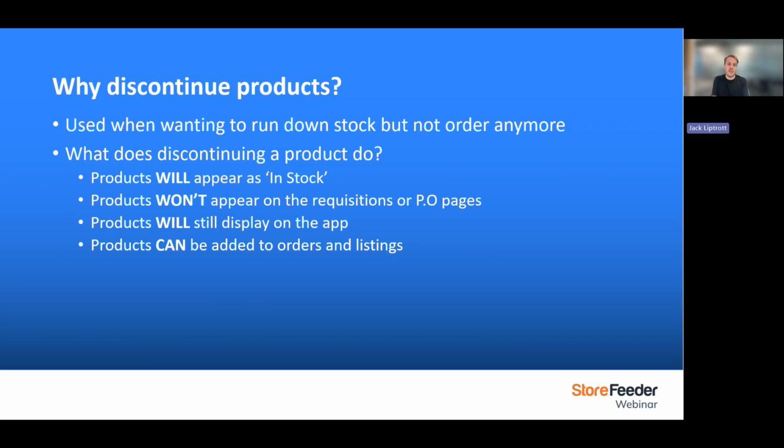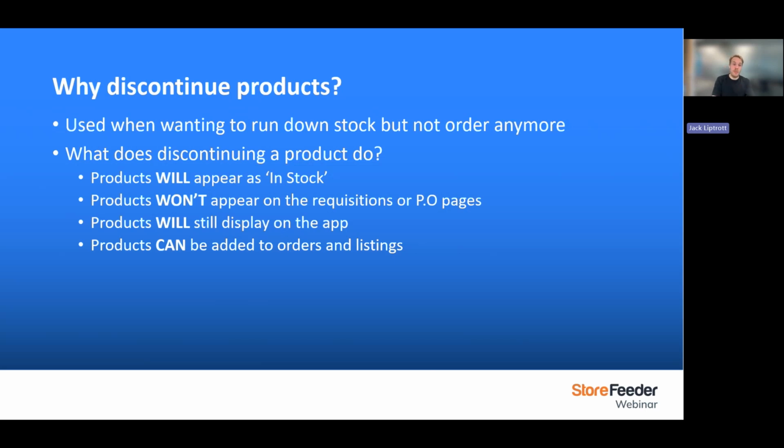So what does discontinuing a product do? It allows you to still sell a product, but doesn't allow it to be ordered from a supplier. So it's for use when you want to run down stock, but not order anymore. For example, Christmas trees. You're perhaps not going to want to be selling any in July, and you don't want to order any, but you may have some in stock that you might want to sell. Someone might be buying it, so you can have it available, but it's not going to show up on a requisition or a purchase order.